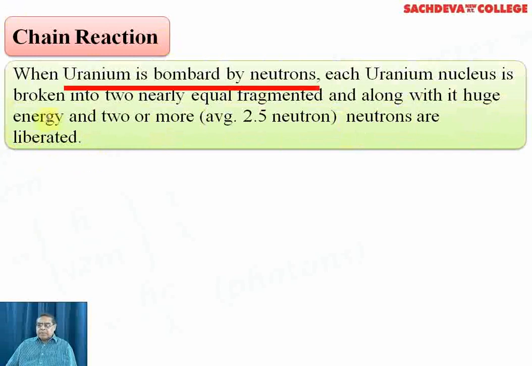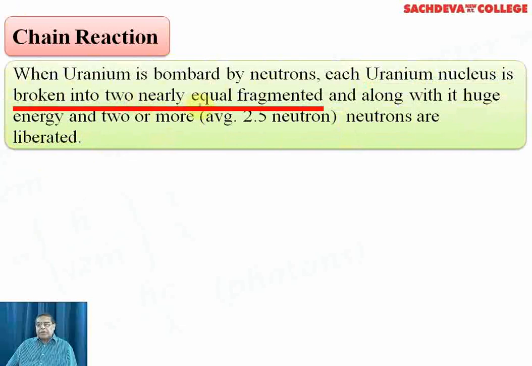When uranium is bombarded by neutrons, each uranium nucleus is broken into 2 nearly equal fragments. When we use the term fragments, we are referring to barium and krypton. Their tendency is to generate the visible radiations. So how to recognize the visible radiations? By just checking their frequency and wavelength. The fragments which are emitting the visible radiations have a frequency of 10 to the power 15 Hertz or a wavelength of 10 to the power minus 7 meters.